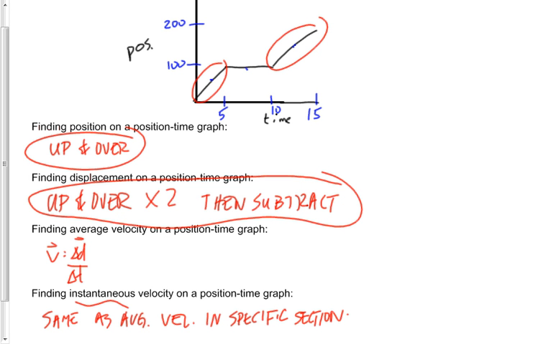So you want to get position, go up and over. You want to get displacement, work from position. Do it twice, subtract the 2. You want to get velocity, then you got to get the displacement, and you work from the displacement, divided by time. You want to get the instantaneous velocity, work from the average velocity. As long as it's a straight line, the average will be the same as the instantaneous at any moment in time.